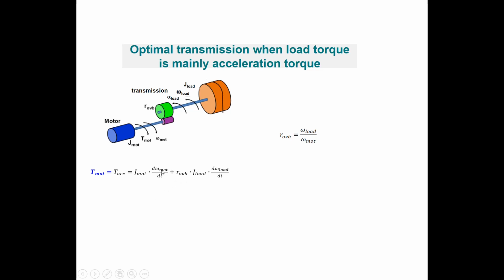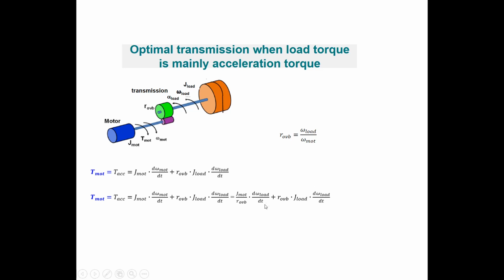Well, when we now replace omega motor using this definition, so replacing omega motor by omega load divided by R_OVB, we get the following expression. T motor is T acceleration, and over here we fill in not omega motor but omega load divided by R_OVB. Then we get J motor times the derivative of omega load divided by R_OVB, plus this expression again, which was R_OVB times J load times d omega load/dt, so the angular acceleration of the load.